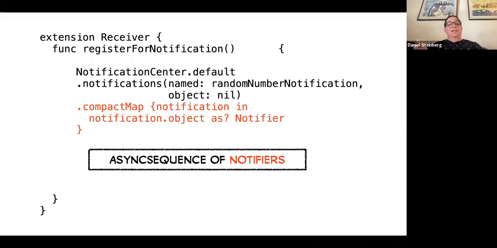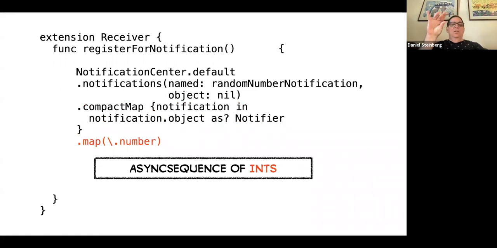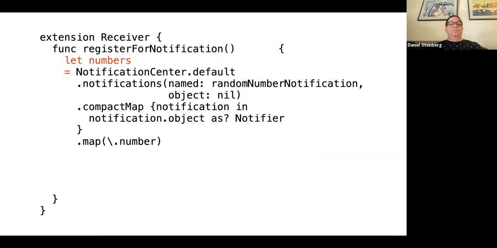And when I'm done doing that check, I either stop, it's nil, and compact map swallows those up, or it's not nil, and I have an async sequence of notifiers that gets passed on. Notifier had that single number property. That number was an int, and so I can use map to reach inside and get that number. And now I have an async sequence of ints, and I'll save that in numbers.